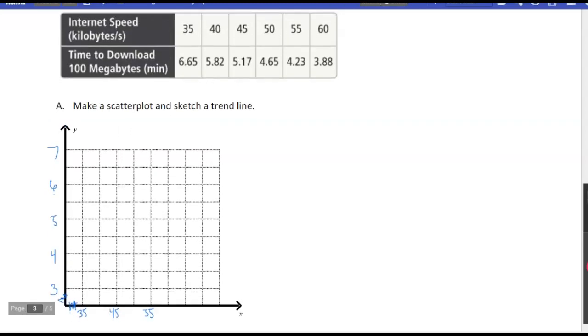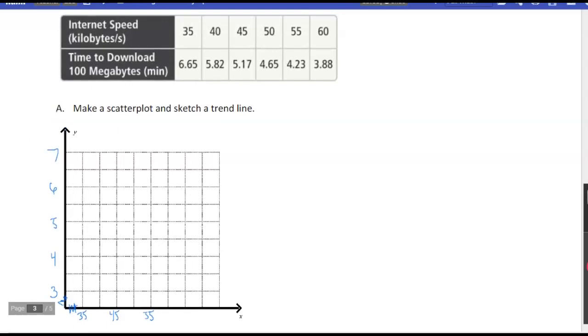So now I can graph my points. I'm going to pause the video here, and you can pause as well and graph. I'm just going to do the first one. So I go to 35, and I go to 6.65. Make a mark. And then I'm going to do one more here, 40, 5.82. Make a mark.